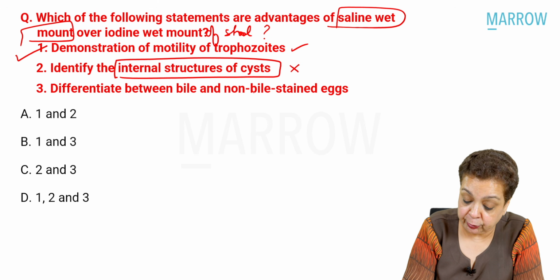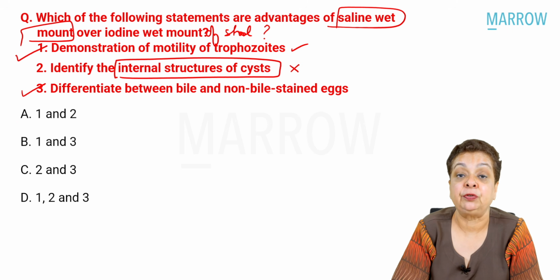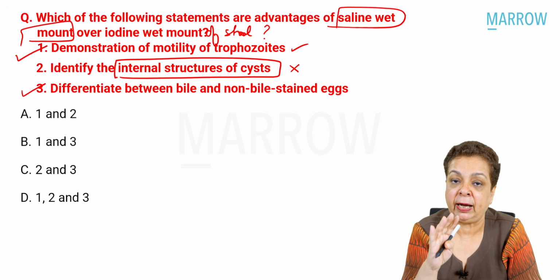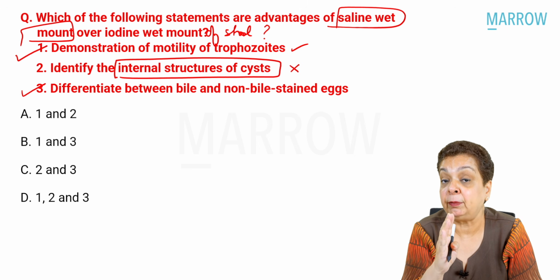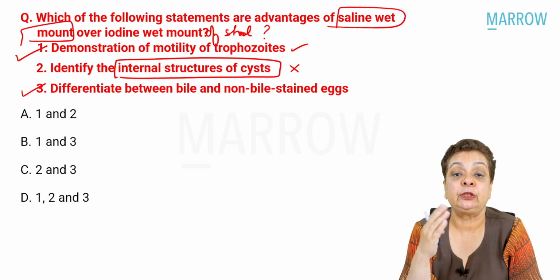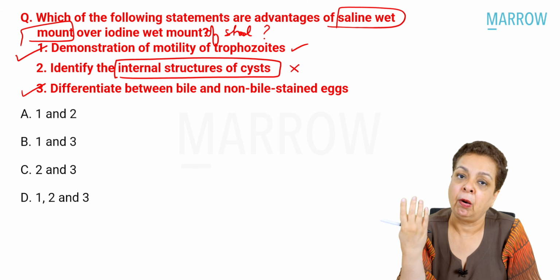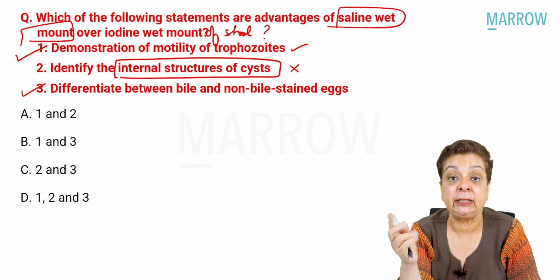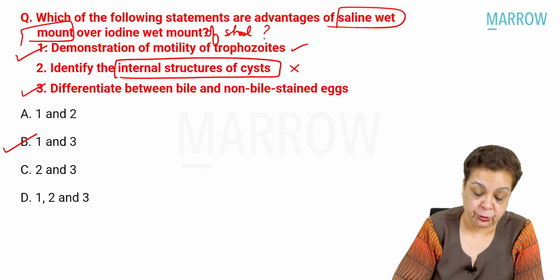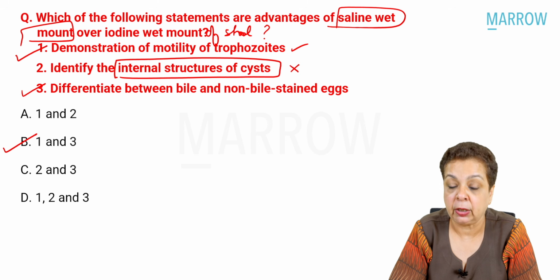Differentiation between bile stained and non-bile stained eggs, even that is an advantage of the saline mount. We have two kinds of eggs seen in the stool, bile and non-bile stained. In a saline mount, the non-bile stained eggs would have a transparent shell, whereas the bile stained ones would have a brown appearance. But in an iodine mount, both bile and non-bile stained eggs would appear brown in color. So our answer to this is option B. 1 and 3 are the advantages of saline over iodine mount.